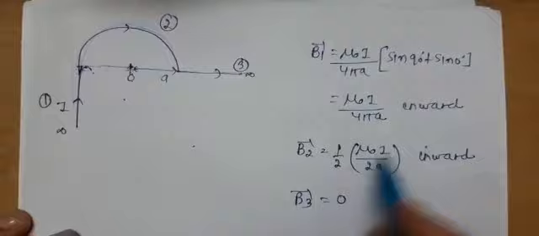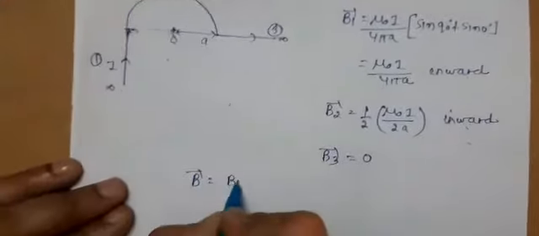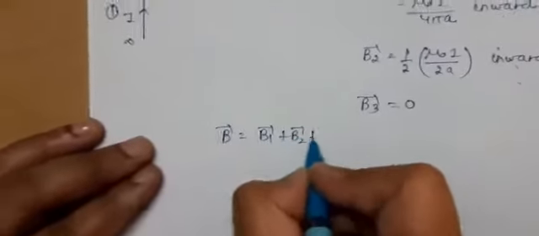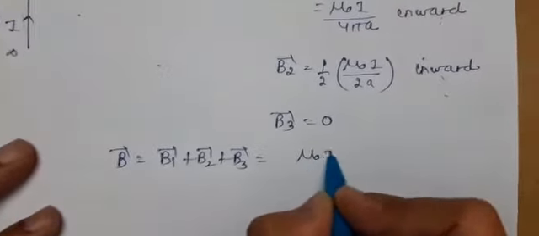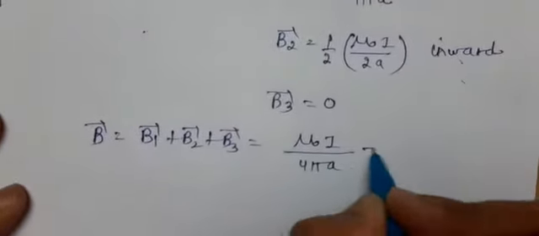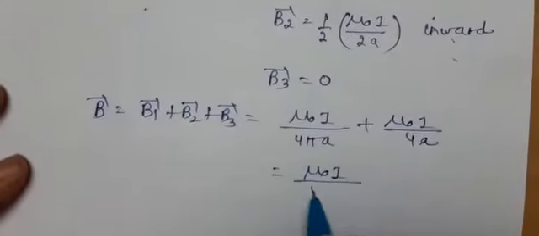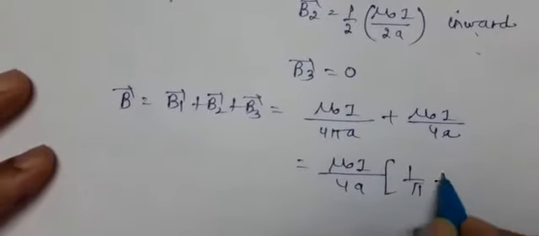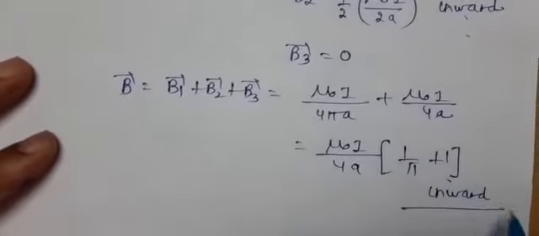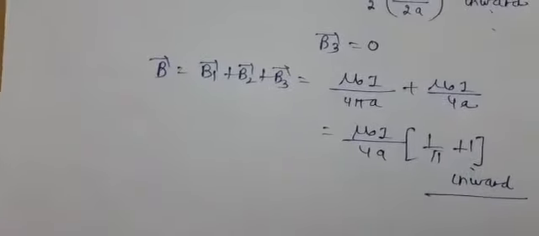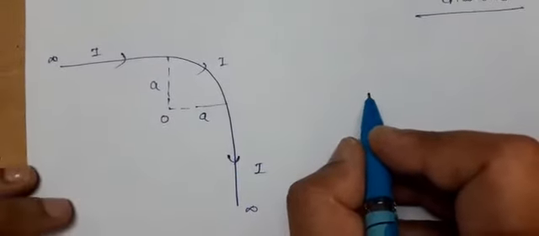So now as for these two cases, magnetic field direction is same. So net magnetic field will be B1 plus B2 plus B3. B3 is contributing 0. So here result will be mu naught I upon 4 pi A plus mu naught I upon 4A. Taking the common factors outside, this is 1 by pi plus 1. And what is the net resultant direction? Inward, because both are pointing in the same direction. So now such kind of problems are coming where you can easily identify the results.